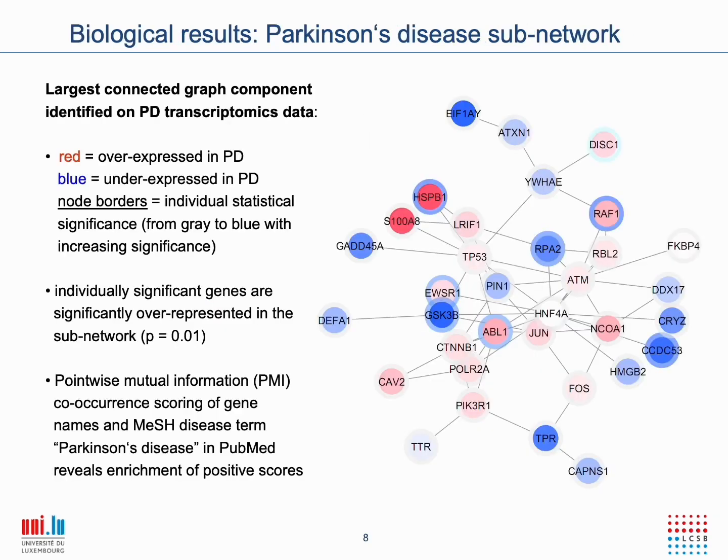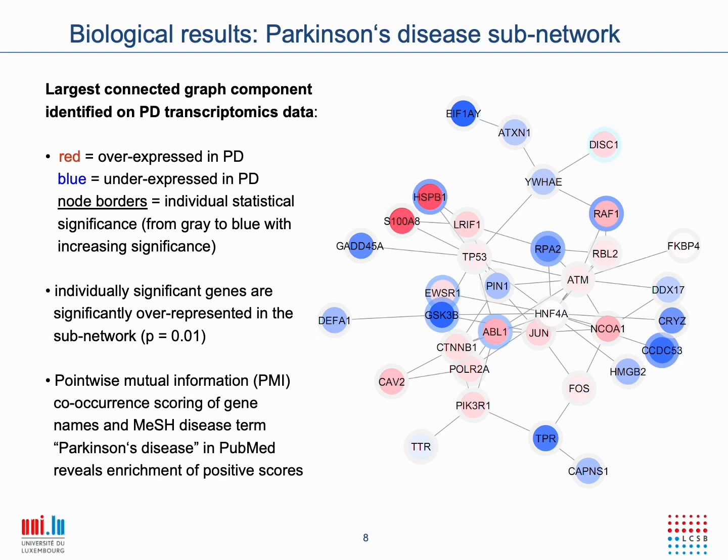As a practical application, we tested GenePEN on brain transcriptomics data for Parkinson's disease. The network, which you see here on the right, is the largest connected component identified by GenePEN in a protein-protein interaction network. Red nodes in this network highlight overexpressed genes in Parkinson's disease, whereas blue nodes represent underexpressed genes. The color of the node borders from gray to blue represent increasing statistical significance.